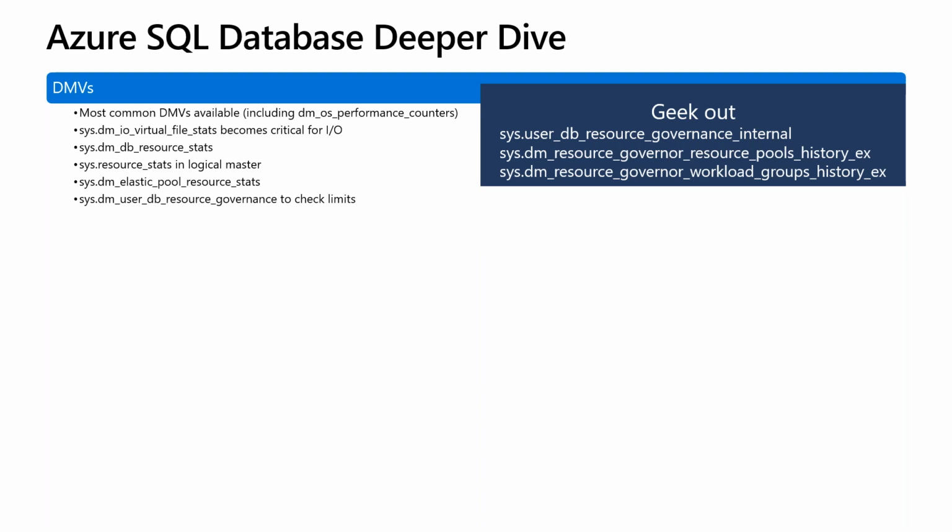Things like DMDB resource stats or resource stats and logical master are going to be very important. I'm going to show you a demo in a second of how you're going to monitor your overall CPU usage of your database on your instance, or your IO usage, or even your worker limits and things of that nature. And then for Elastic pools, we have a resource stats version that's specific to Elastic Pool as well.